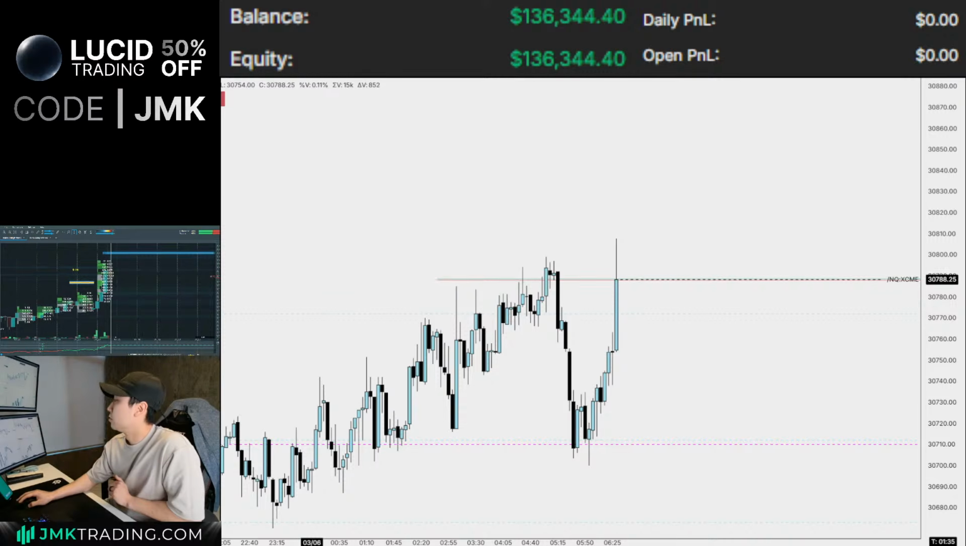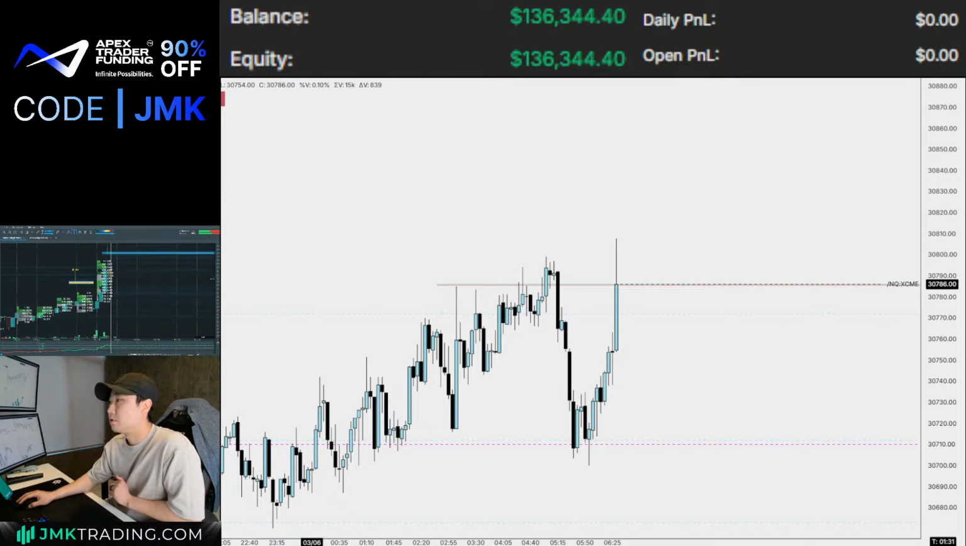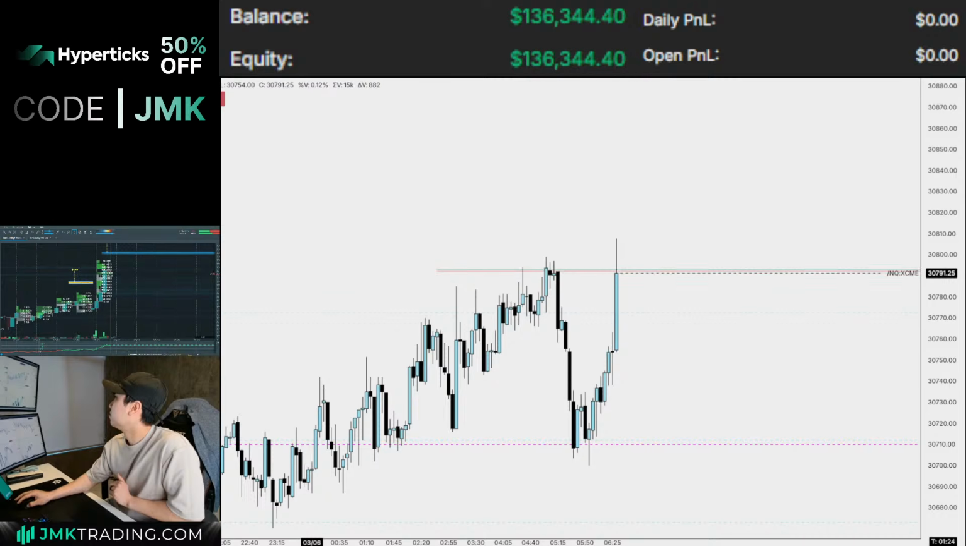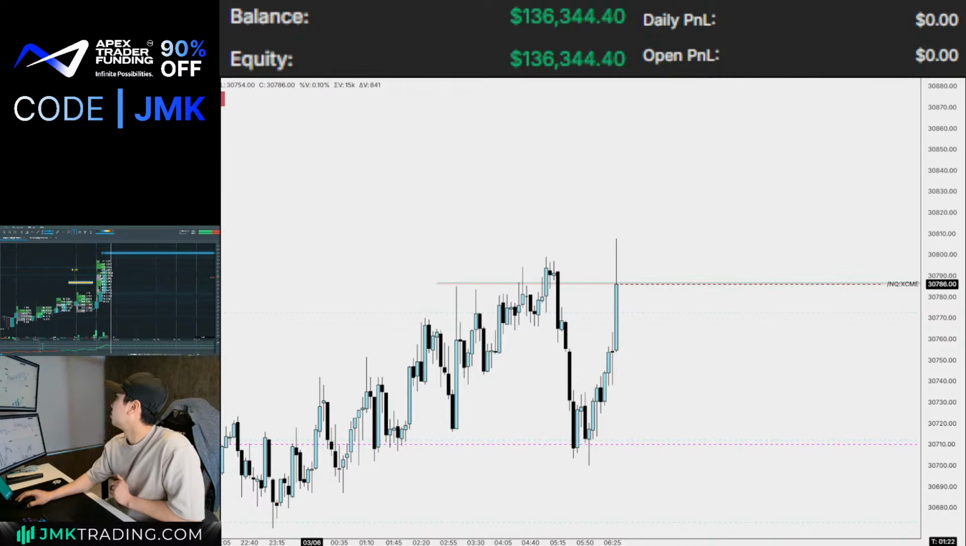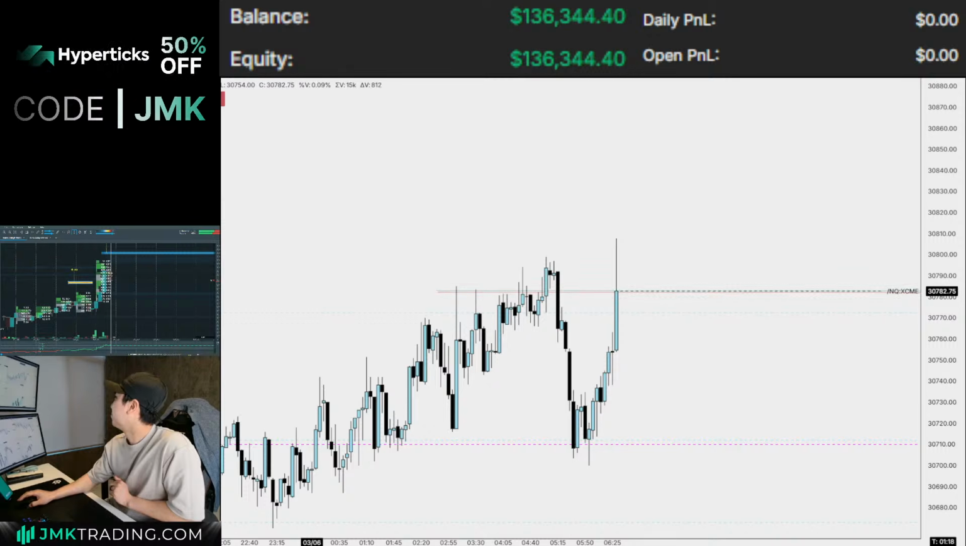I'm still not too bullish on this. I still want to see that dump before we get a push up. It's just so hard to be bearish in this market, man. Even if the technical is pointing bearish, it just pumps on you.